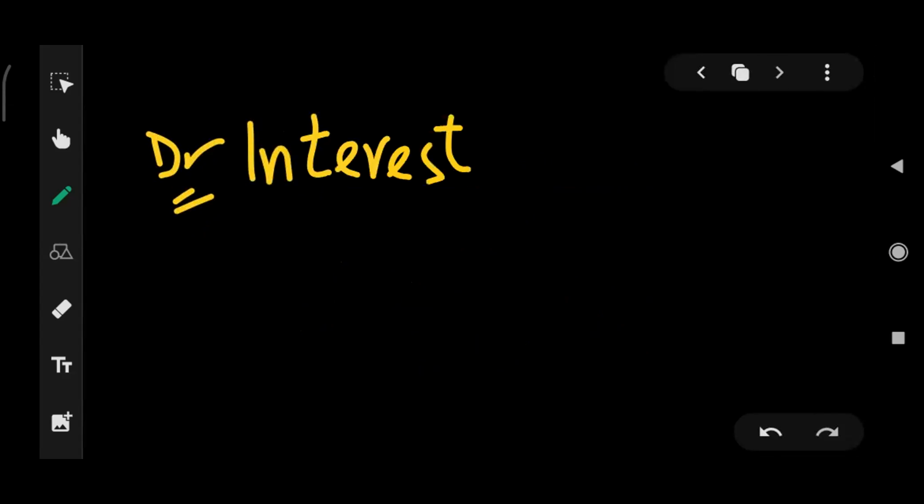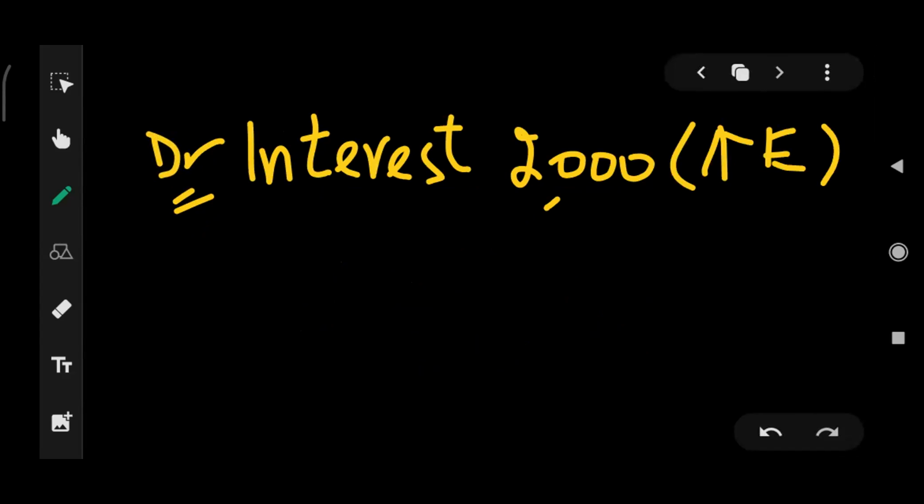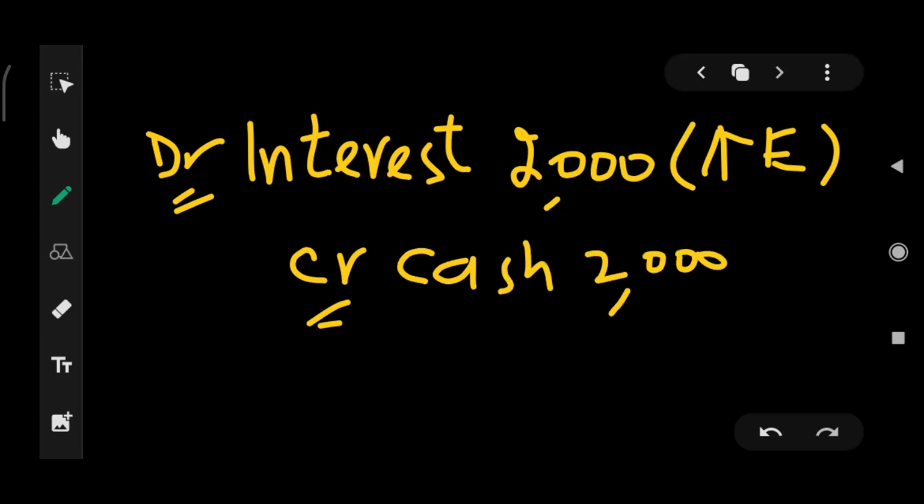interest 2,000. Why did I debit this? It's an increase in expense. And as it is paid from the cash, I will record credit cash 2,000. Cash is an asset and the asset is decreased, so it's a credit entry.